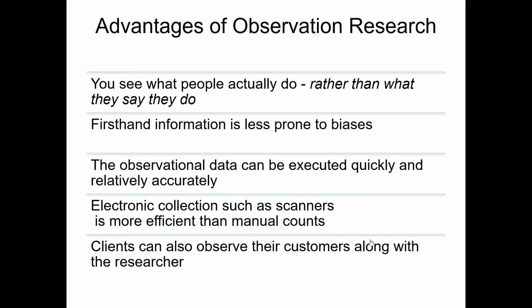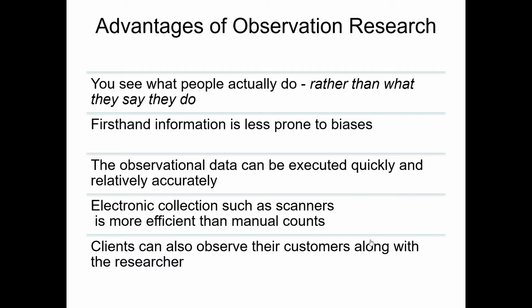Now let's talk about the advantages of observation research. The first one is very obvious: you see what people actually do rather than what they say they do. It's not that people lie. It's just that sometimes people have bad memory and don't remember well what they do. If you observe and record what they actually do, it's real data, first-hand information, and much less biased by memory. Also, you can get observation research very quickly. You can set it up very quickly and get relatively accurate data. It's simple and easy.